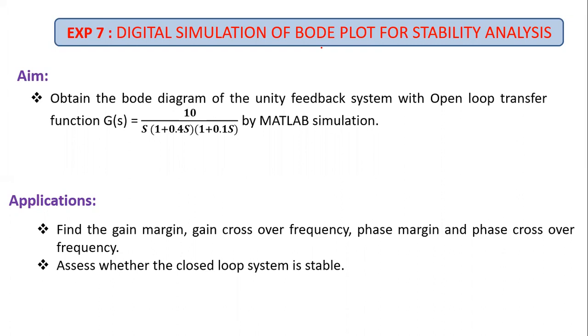Coming to the aim, obtain the Bode diagram of the unity feedback system with an open loop transfer function G(s) = 10 / (s(1 + 0.4s)(1 + 0.1s)) by MATLAB simulation. So here the open loop transfer function is given. For that open loop transfer function, we need to draw the Bode plot.